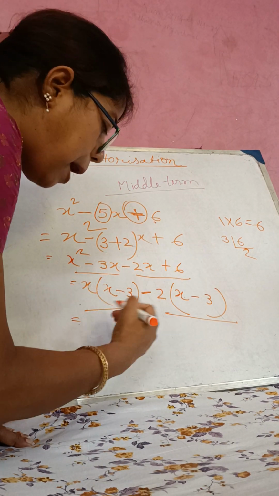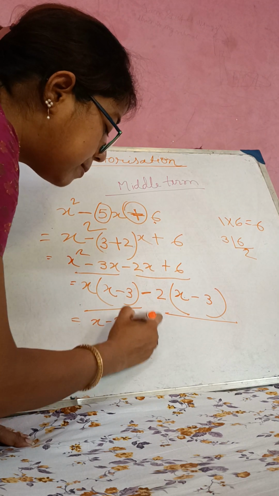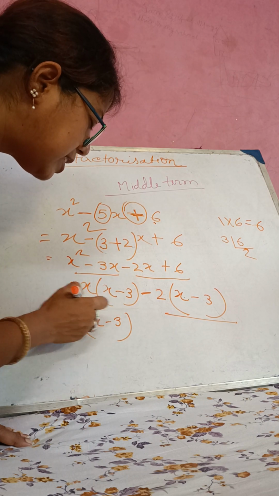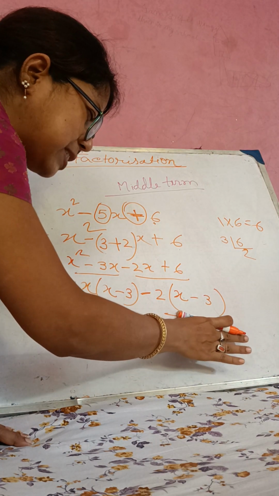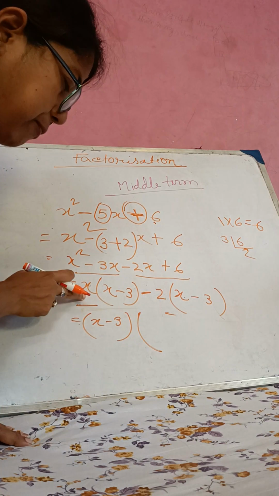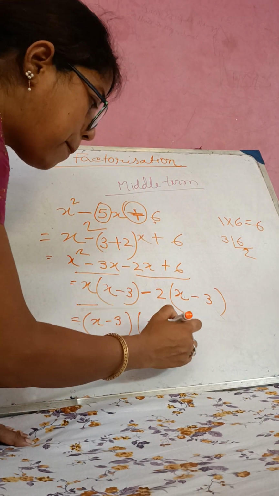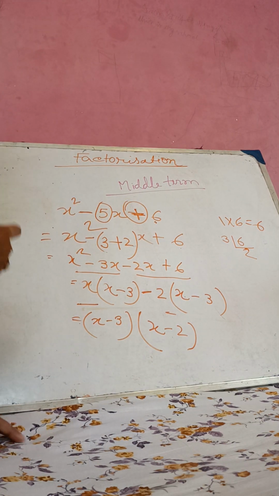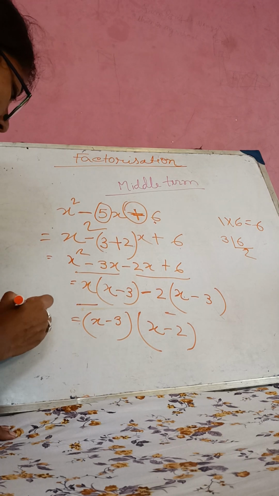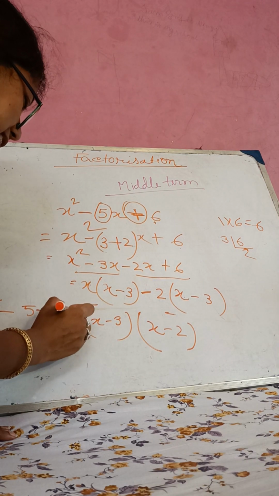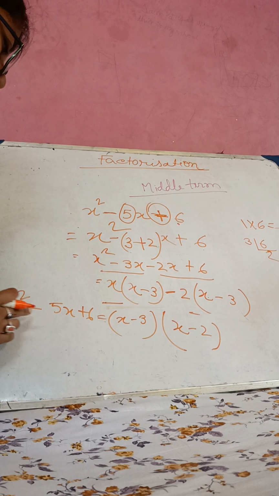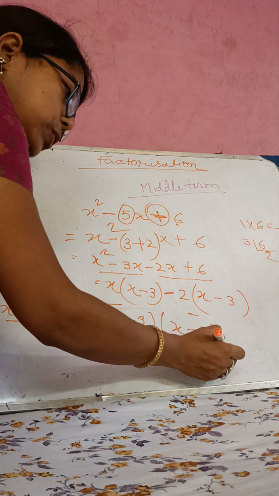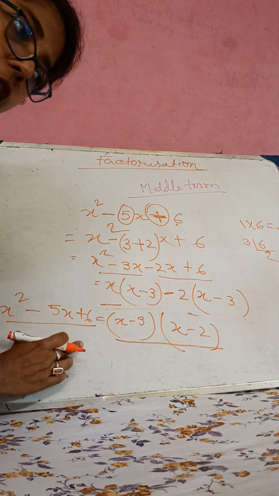Now from both the terms, x minus 3 is common. So I am removing x minus 3. So what is left here? x, and here minus 2. So I get this term. So I get the factors of x square minus 5x plus 6 as a multiplication of two terms, and these two are the factors of this.